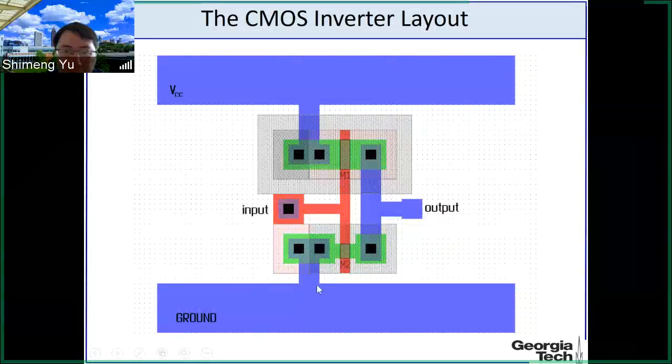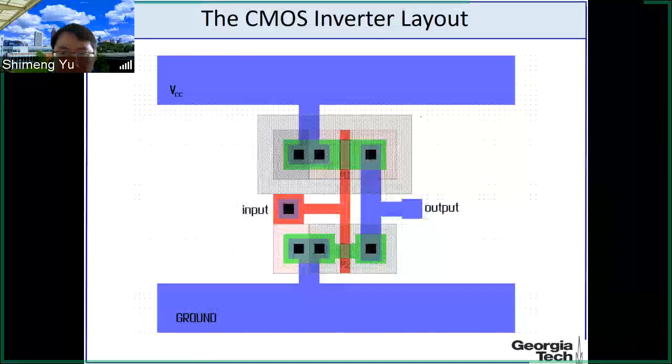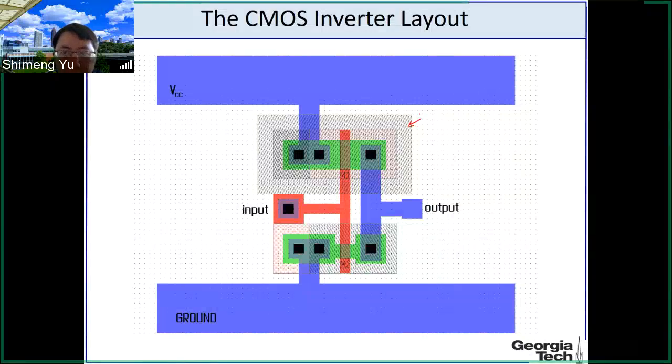So first of all, the PMOS needs to be built in the N well. Here, this gray shaded region is the N well. You need to define this region as N-type doping, so you need to define the boundary of the N well.